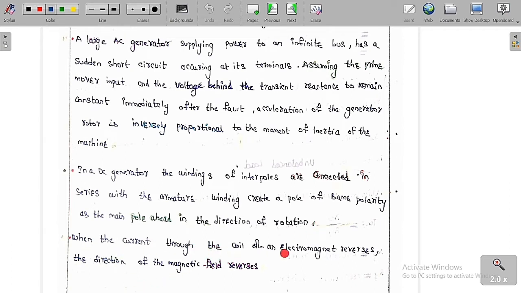When the current through the coil of an electromagnet reverses, the direction of the magnetic field reverses. Suppose you take an iron bar and wind a coil on it, and I supply current in one direction. If you curl your right hand fingers in the direction of the current, the thumb gives you the flux direction. If you reverse the current direction, the flux also gets reversed. So when the current through the coil of an electromagnet reverses, the direction of the magnetic field also reverses. This is a very important point.